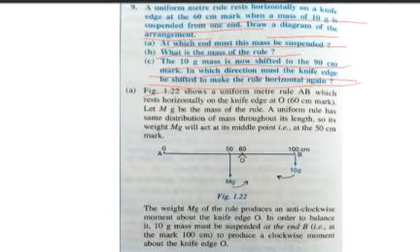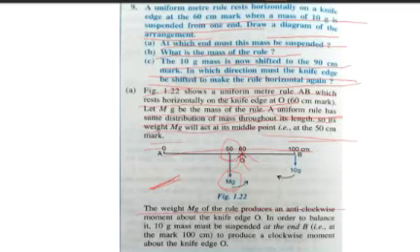Now figure 1.2. This figure shows uniform meter rule AB. You can see this is meter rule AB, right? Rest horizontally on the knife edge. This is the knife edge. Let mg be the mass of the rule. Uniform rule has same distribution of mass throughout its length. So its weight mg will act at its middle point at the 50 centimeter mark. So 100 centimeter, what is the middle of 100? That is 50. Half of 100 is 50. So at 50 centimeter mark.